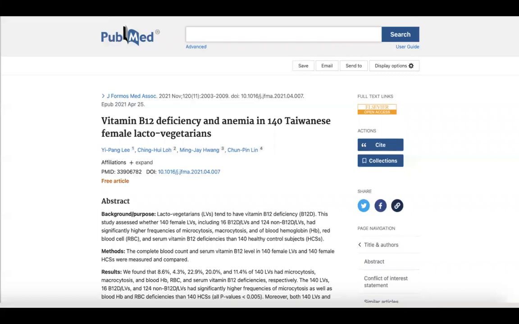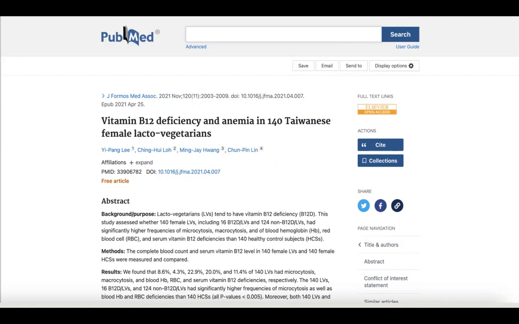I was very interested in this topic, specifically vitamin B12 deficiency and anemia in lacto-vegetarians. The reason I was particularly interested in this topic is because I was formerly a vegetarian for about 6 years of my life until I became B12 deficient, and I remember I had to take supplementation because it was a health concern.